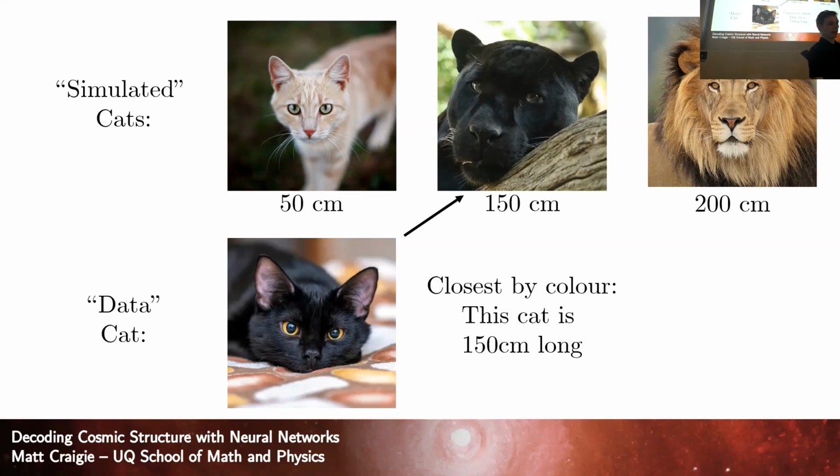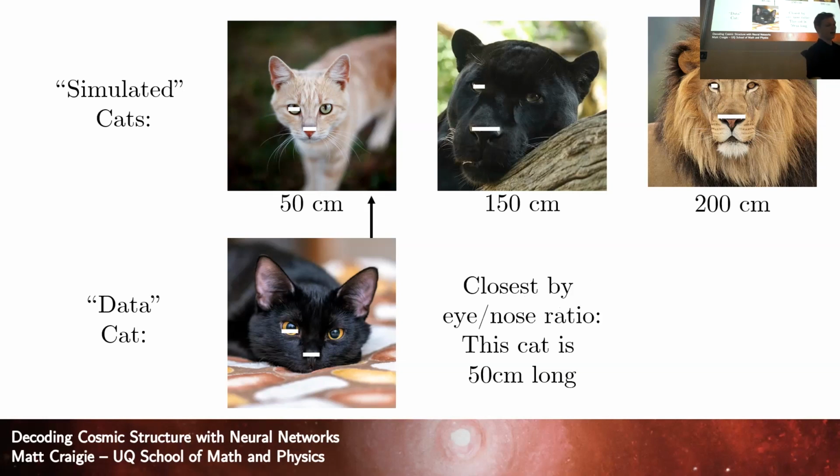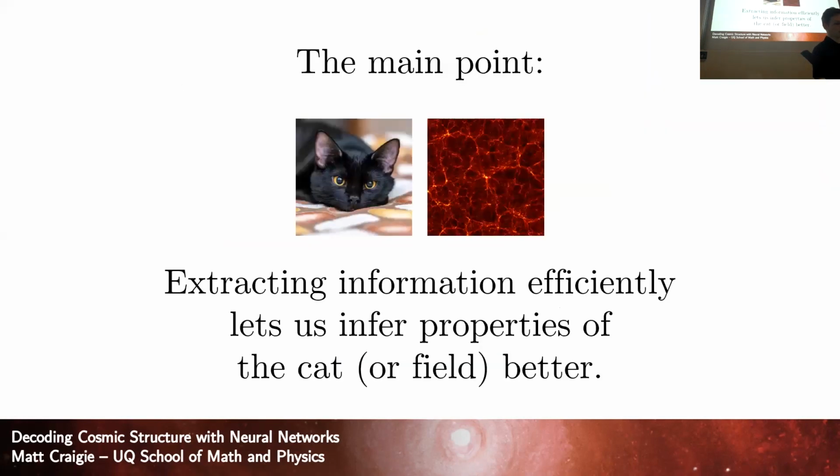If we want to use a better one, something we could try is comparing the length or the width of the eye to the width of the nose. In our data cat, that's about 1-to-1. And if we look at our simulated cats, that'll give us a pretty good idea that our cat is probably around 50 centimeters long, right? So this is the difference between extracting good information and extracting not so good information from our fields or our simulated environments. So the main point: extracting information more efficiently lets us infer properties of the cat or our cosmology field better.